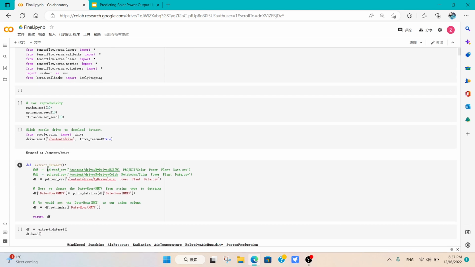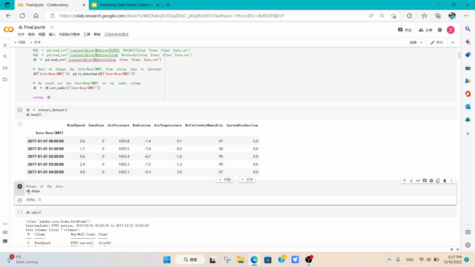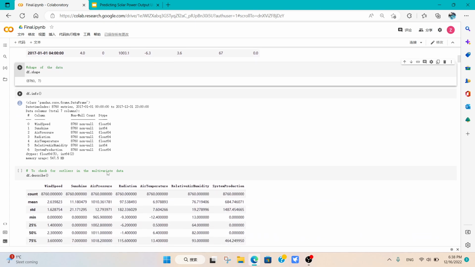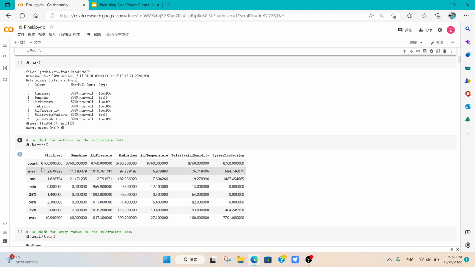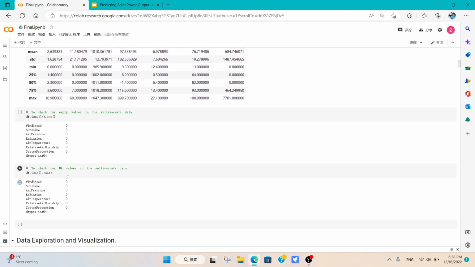Then we extracted the data set, and this is the data set. You can see the shape here. It's 760 by 7, and we also checked the information of the data set, and we could see the number of values in each column, and the type of each of the variables. Then this shows the count, std, mean, and the maximum value of each of the variables, and there are actually no outliers in the data set. We also checked for NaN values and also null values, and there were none of that.